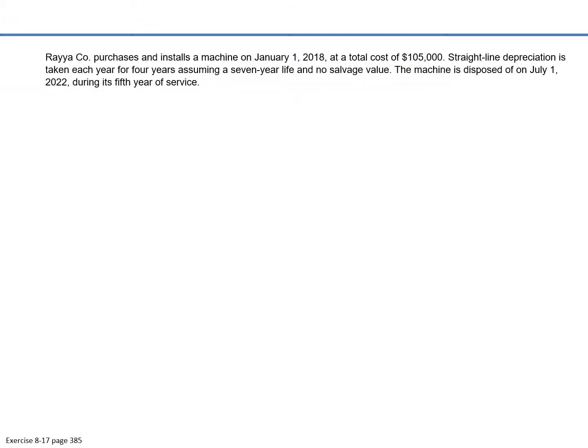All right, exercise 817. Raya Company purchases and installs a machine on January 1st, 18 at $105,000. Straight line depreciation is taken each of the 4 years, assuming a 7-year life and no salvage. It's disposed on July 1st, 2022 during its 5th year of service.